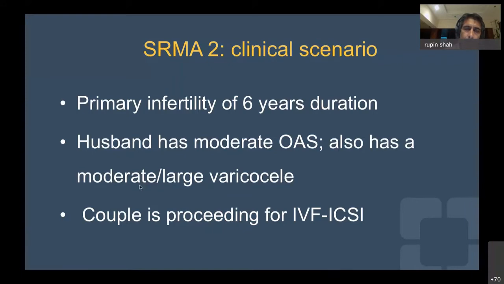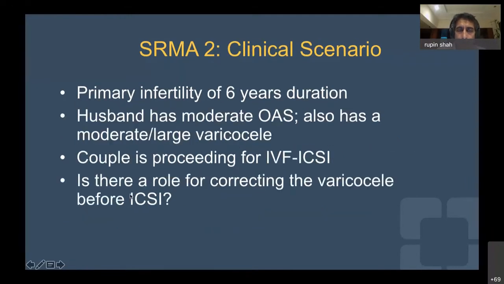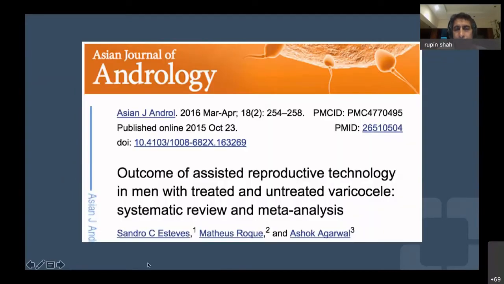So this is different from our first meta-analysis, where we were talking of natural pregnancies. Now our concern, and this is a common concern because most patients come to us from the IVF department, next slide, Florence, is that if a couple is already committed to IVF, is there a role for correcting the varicocele before they go in for IVF ICSI? Now, what do I tell this couple sitting in front of me?